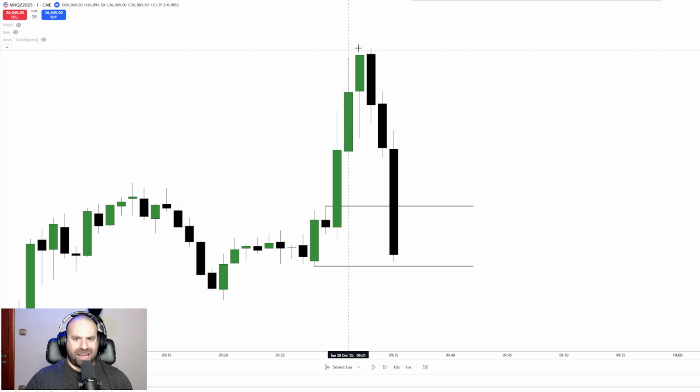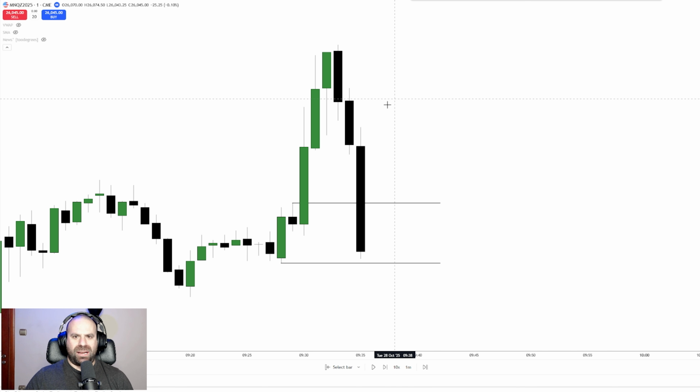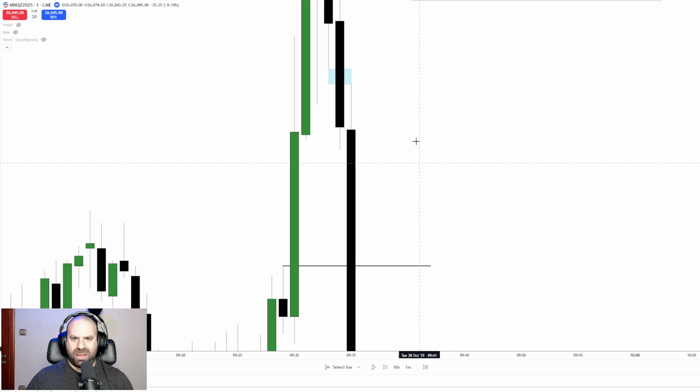Does this reverse move leave a fair value gap? So we had the break above and then the instant reversal below. Did the reversal below leave a fair value gap? Yes, sir, this one right here. So I will highlight that as my fair value gap.